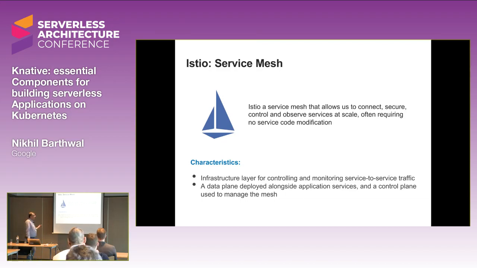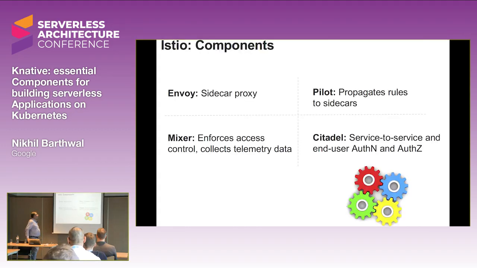I'll cover a little bit about the service mesh. Istio is a service mesh that allows you to connect, secure, control, and observe services at scale. It's basically a sidecar kind of thing that you attach. The primary characteristic of Istio is that it's an infrastructure layer, right? So it can control and monitor service-to-service traffic, and it's basically a data plane deployed alongside services. They use the term sidecar for Istio. The primary components of Istio are an Envoy sidecar proxy, a Mixer that enforces access control, then the Pilot, which propagates rules, and finally Citadel for service-to-service authorization.